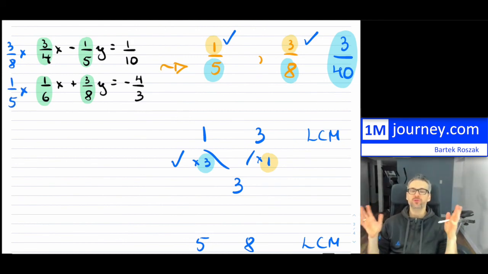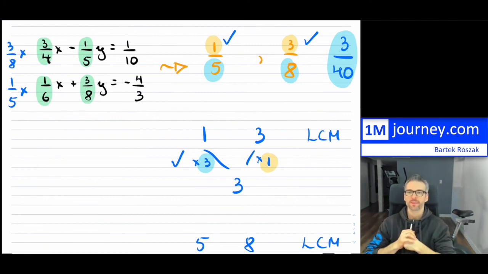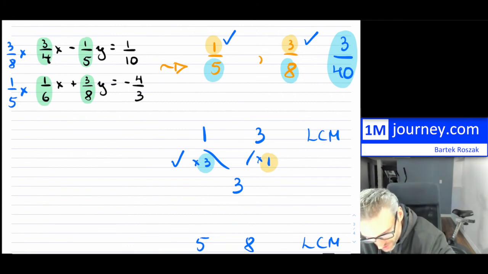Again, why am I doing this? The reason is because I want the coefficients, now in this case I chose y, to be the same. I want those to be the same so that I can add or subtract the two lines and eliminate my y and then go ahead and solve. So now notice what would happen.